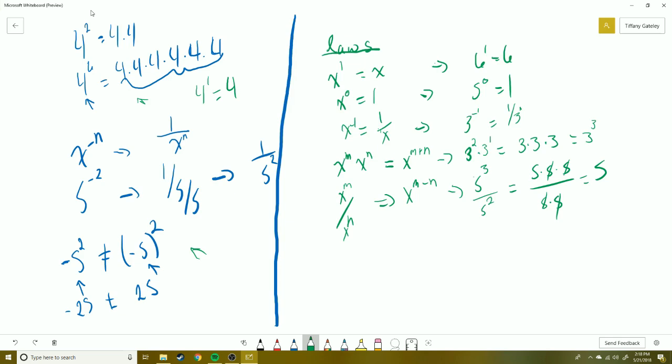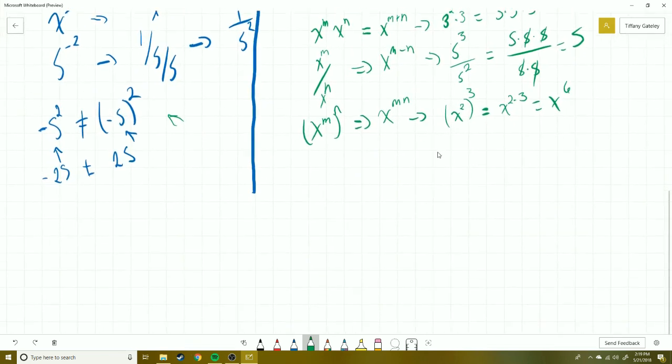And then we have x to the m raised to the n, and this is x to the mn, because you're multiplying your exponents. So if you have x squared raised to the 3rd, that is x to the 2 times 3, which is x to the 6th power.